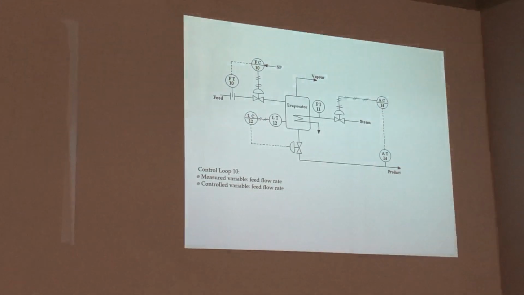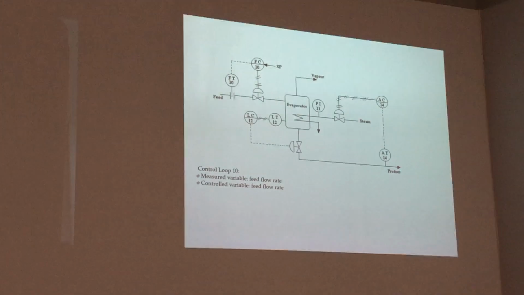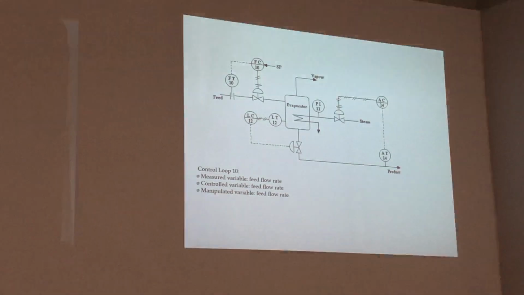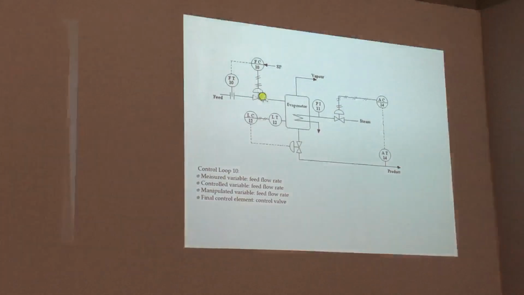What about the manipulated flow rate? A manipulated variable. Manipulated is after the final control elements, right? You actually manipulate the feed flow rate. So in this case, the manipulated feed flow is also the same. Okay? And what about this one? The final control element in this case is our control valve, right?